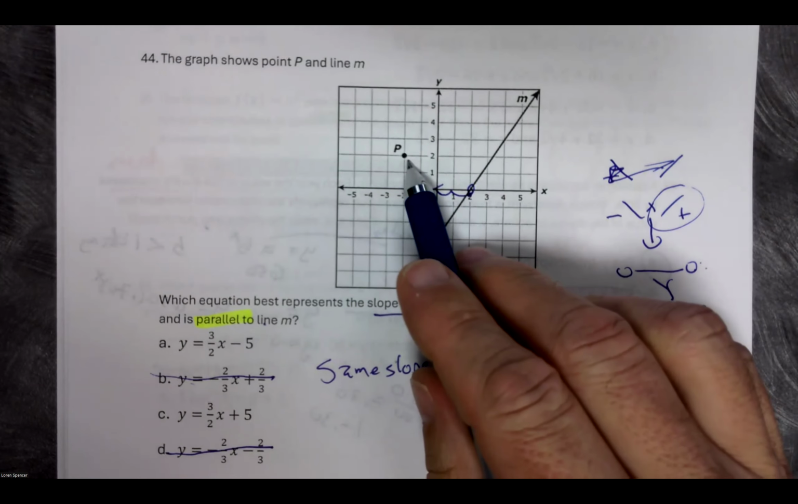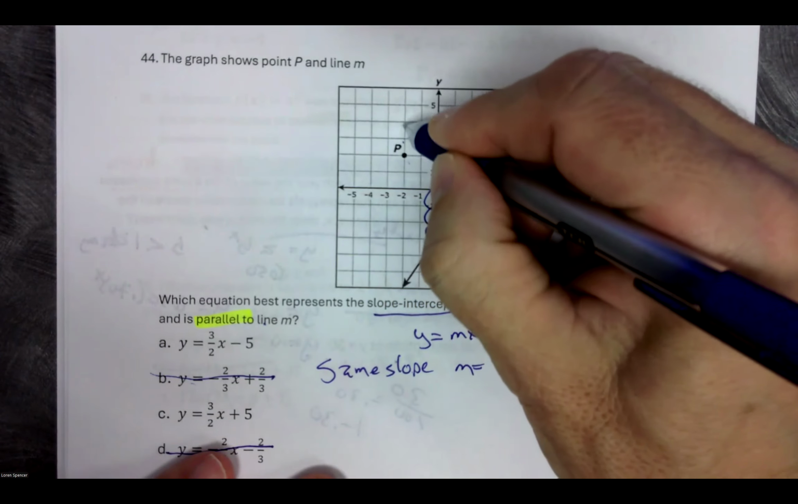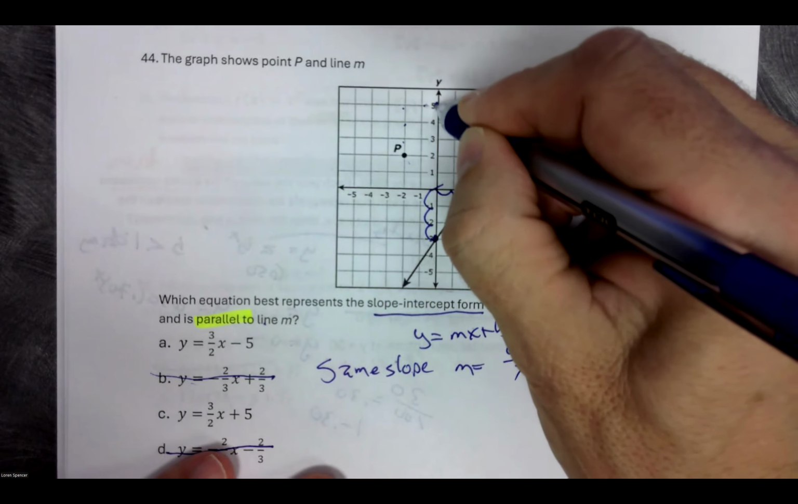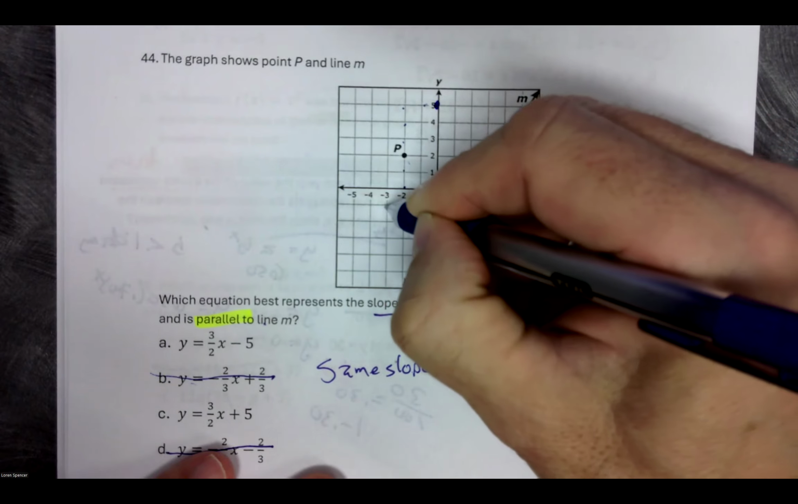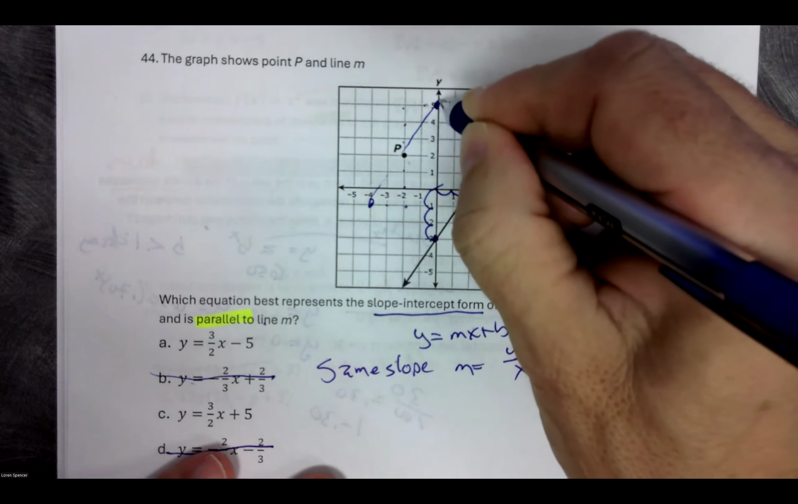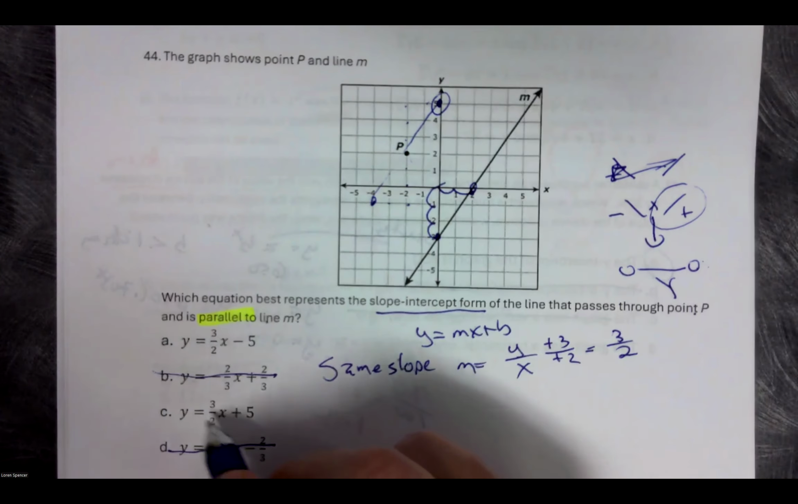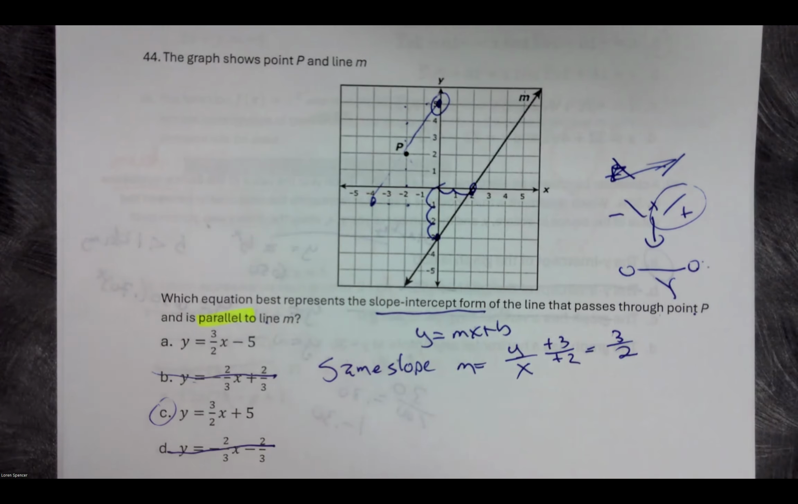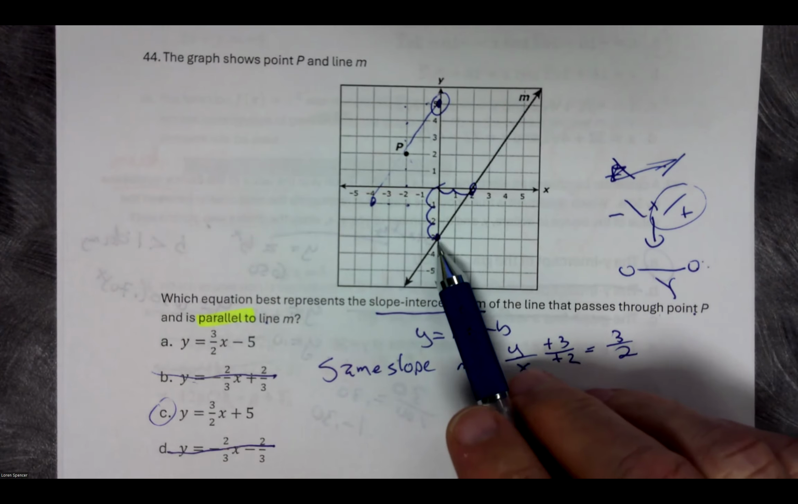Now, it needs to pass through these points. And ideally, we'd go 1, 2, 3 over 1, 2. It's like, oh, there's my parallel line, and it looks like it hits at +5. So that one. But let's just say we didn't know that.